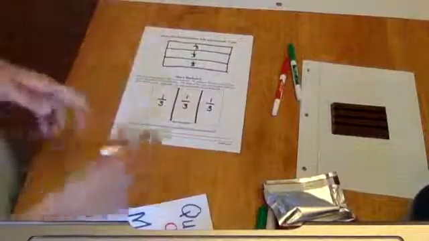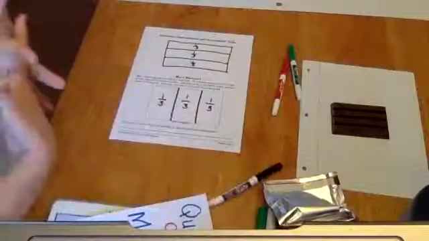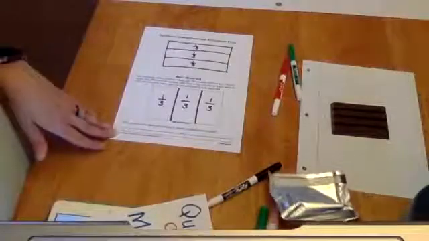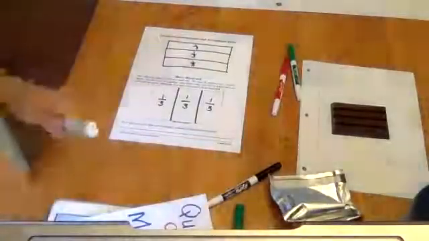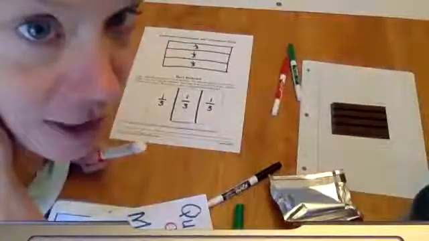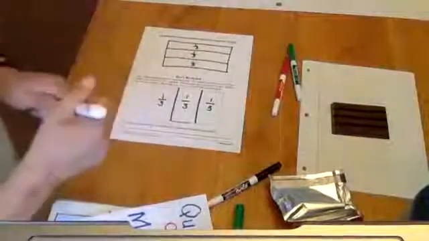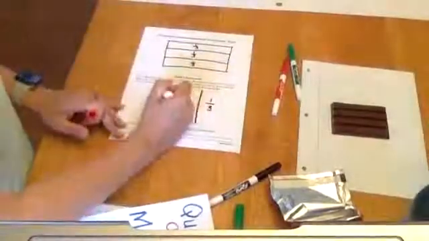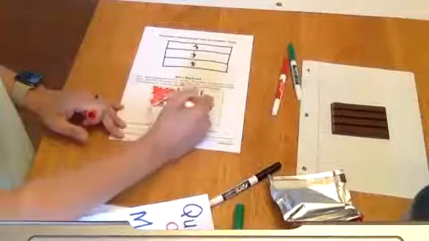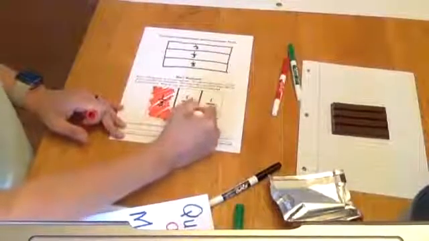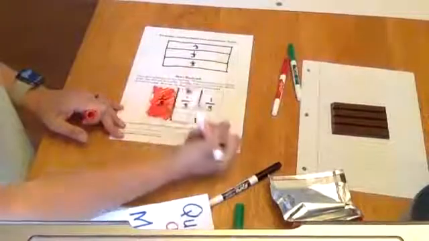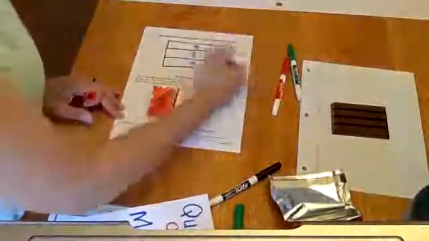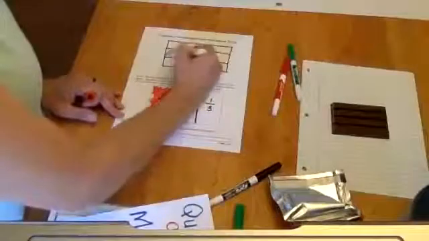So let's look. Ben wants 1/3 of his backyard to be a garden. I keep saying garden. So this is his backyard. He wants 1/3 to be a garden. So I'm going to color 1/3 red. Okay? And it doesn't matter which third is the garden. I'm going to do this one for the garden.